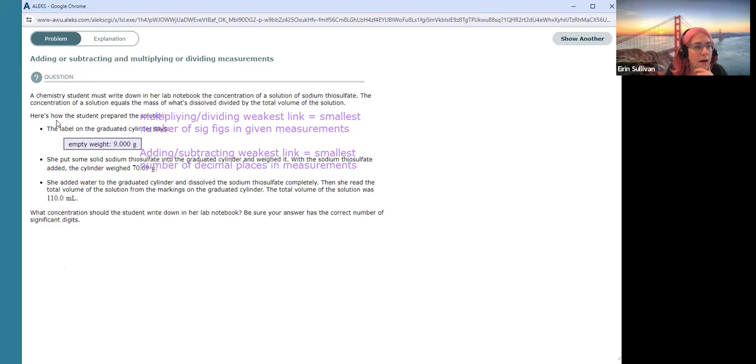Something different. We have to write down the concentration of a solution, and you don't know how to work that out yet. Spoilers. The concentration is the mass divided by the total volume. We are told that in the question, so that's useful to know. We've got a mass and a volume, and it's going to come out in grams per milliliter. Our mass is 9.000 gram, and our volume was, hang on, I can't read through here because I've got writing over the top of it.